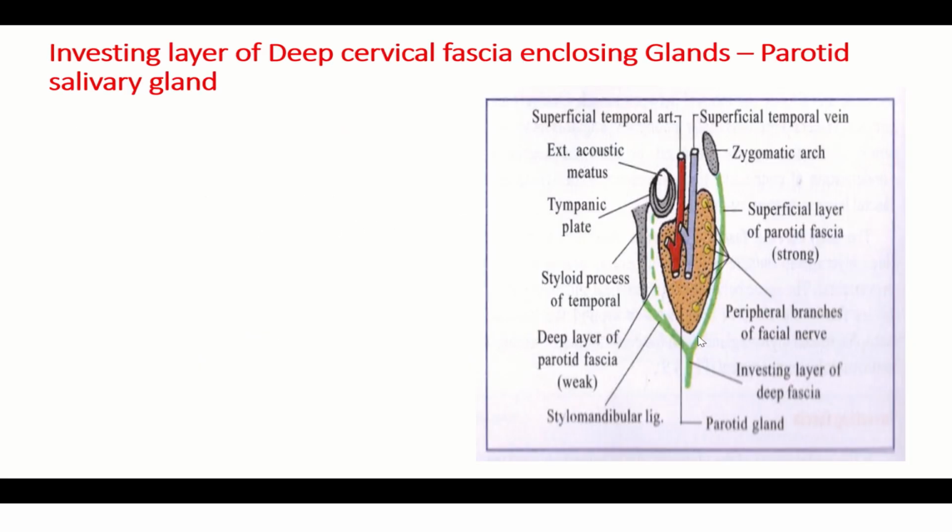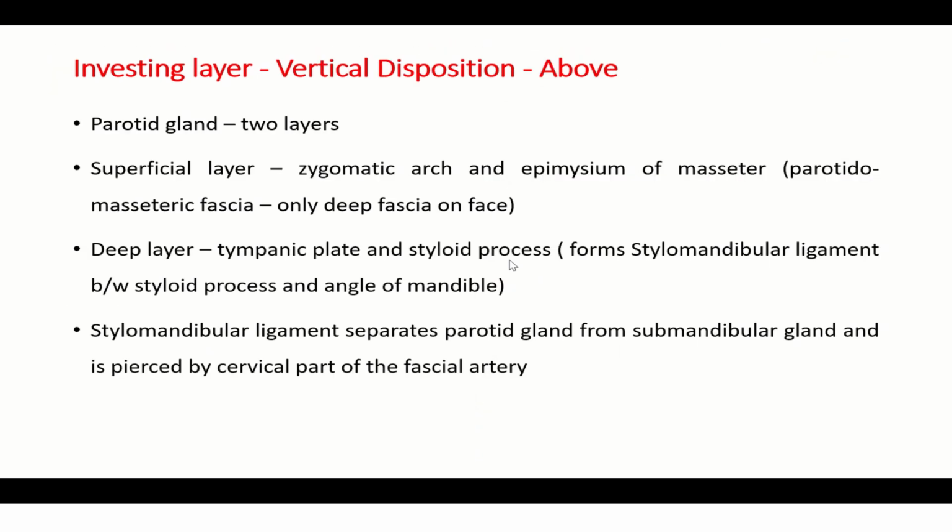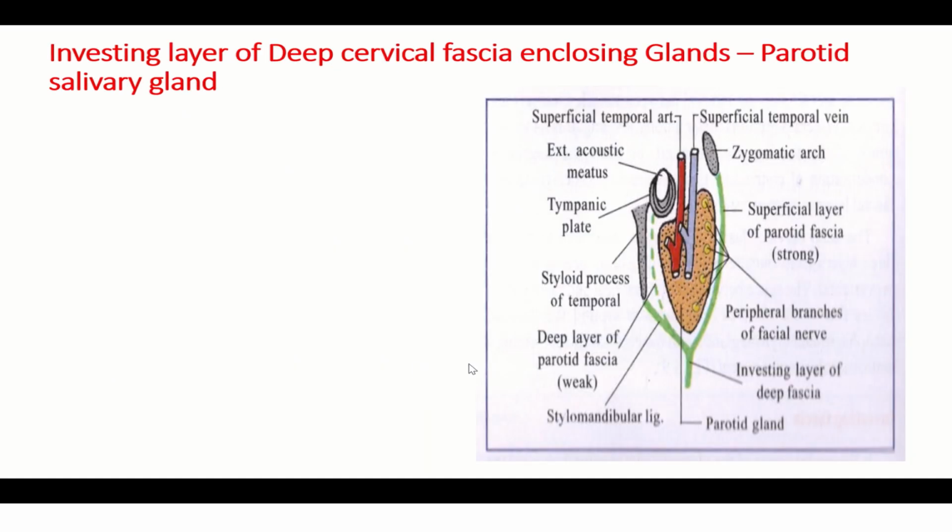You can see here, this is the superficial layer attached to zygomatic arch, and also it fuses with the epimysium of masseter to form the parotidomasseteric fascia. And if you observe the deep layer, it is attached to the tympanic plate and styloid process. So here it forms the stylomandibular ligament between styloid process and the angle of mandible. So this ligament actually separates the parotid gland from submandibular gland and is pierced by the cervical part of the facial artery.